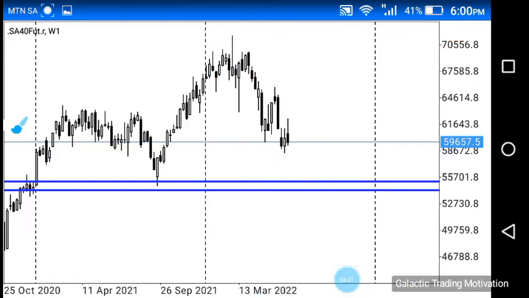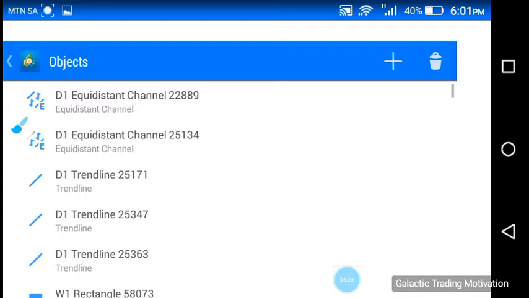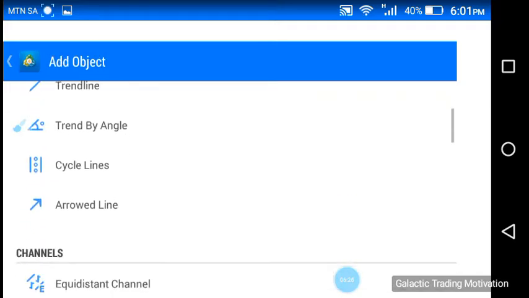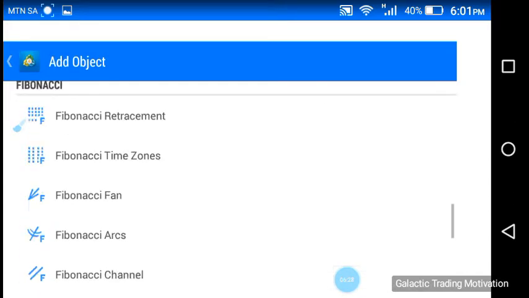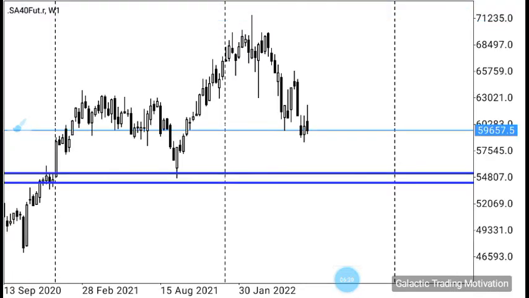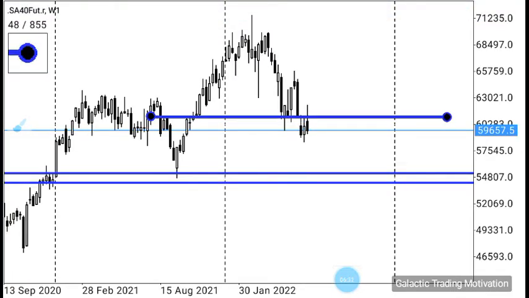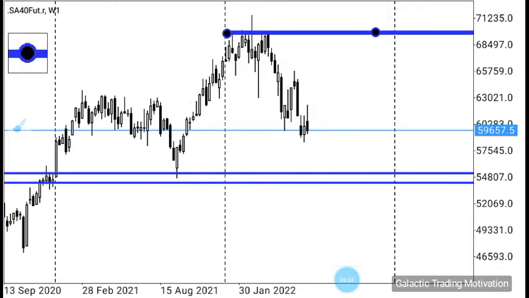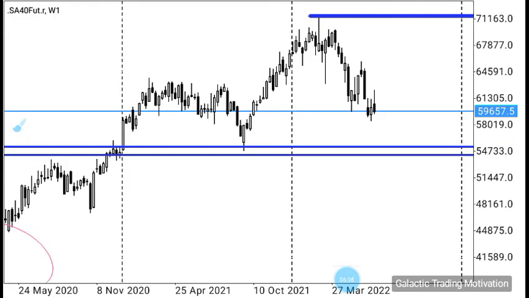So I'm just going to actually mark that area as well, because it's also very much important. There we go.